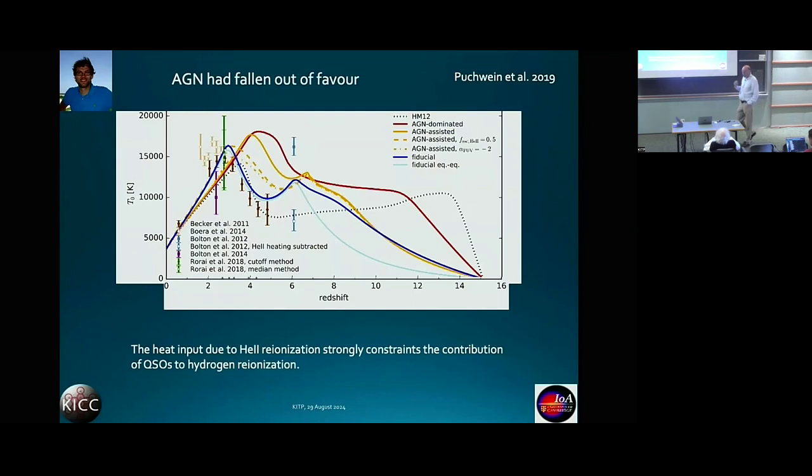QSOs as sources of ionizing photons driving reionization have come and gone several times, and Piero Madau has always been on the side of pushing for QSOs. And one of the reasons why QSOs are problematic as being completely responsible for hydrogen ionization is that for normal assumptions about the spectrum of the QSOs, they would ionize helium not only to the first ionizing state, but also to the second ionizing state, and this leads to an extra heat input.